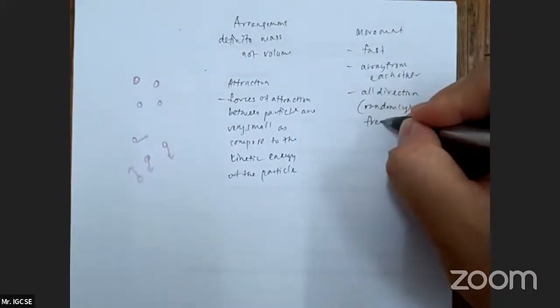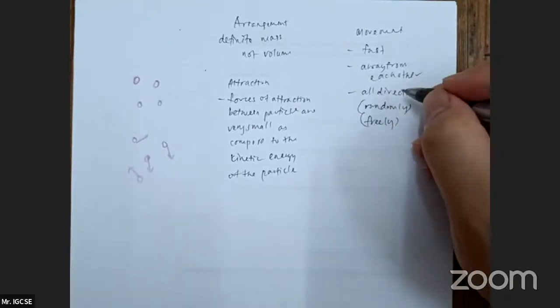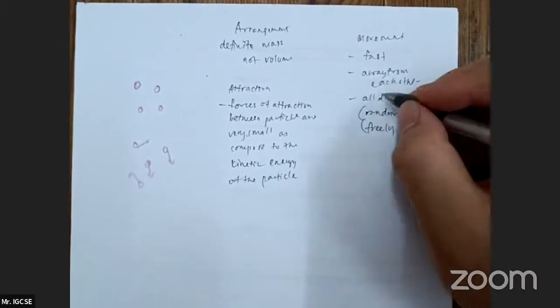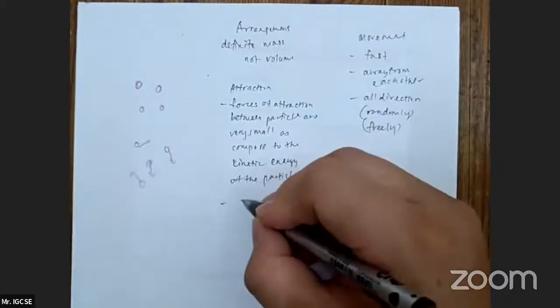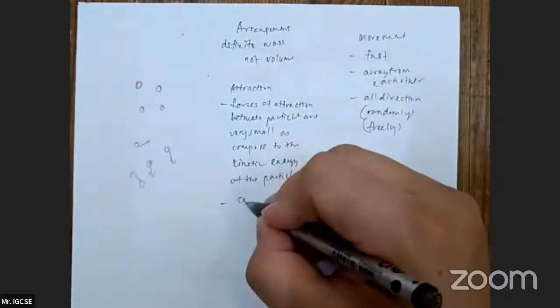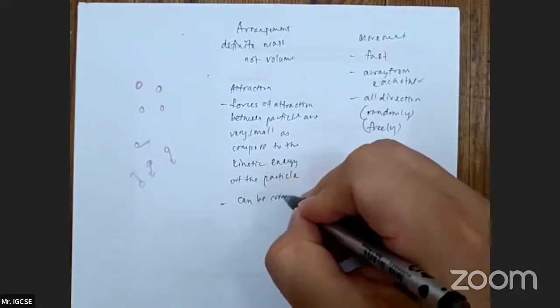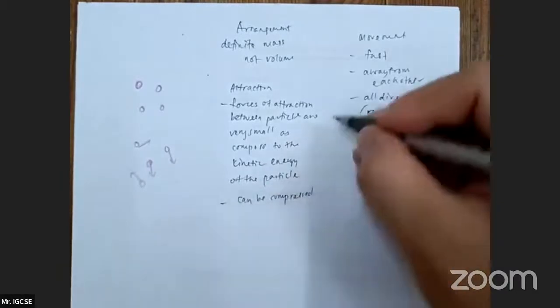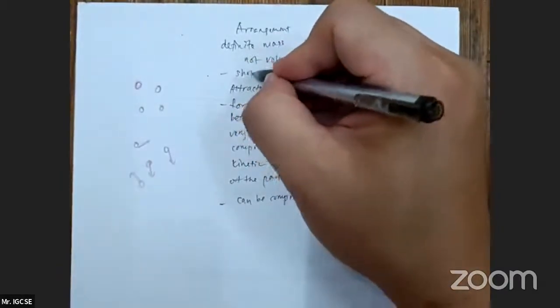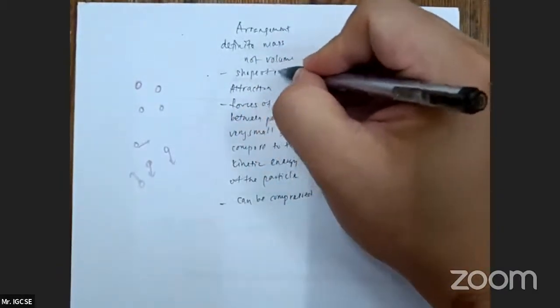Freely. You can use another word. So now, the arrangement here you can see, therefore they are far away so that they can be compressed, and following the shape of the container.